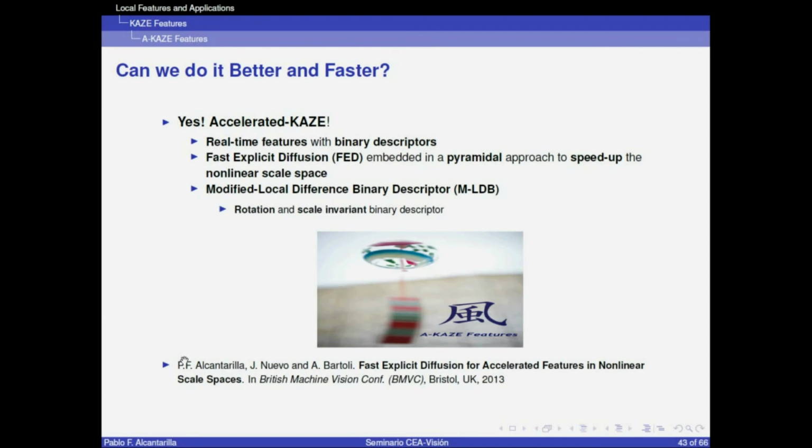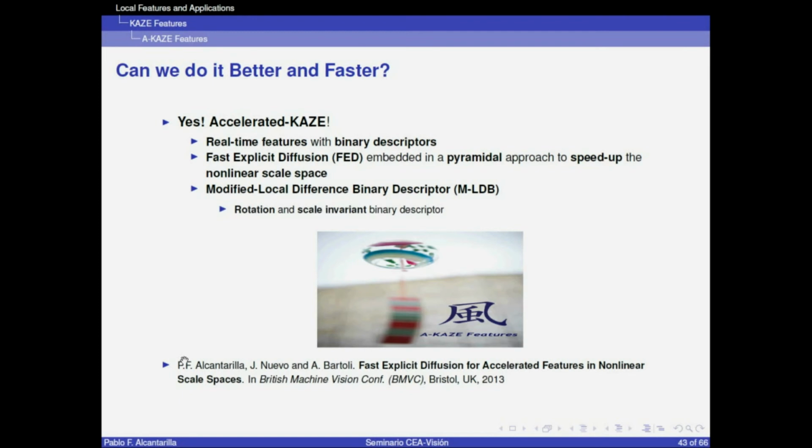So in this paper we show that we can obtain real-time features, computed from nonlinear scale spaces using highly efficient binary descriptors. And we introduced two main ideas with respect to the original KAZE pipeline. The first idea was to use fast explicit diffusion embedded in a pyramidal framework to dramatically speed up the nonlinear scale space computation. And the second idea was to introduce a novel modified local difference binary descriptor, or MLDB. This descriptor is inspired by the LDB descriptor that we have seen before, but MLDB is rotation and scale invariant, and also exploits the information of the intensity and gradient from the nonlinear scale space.